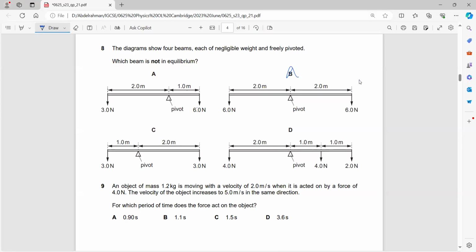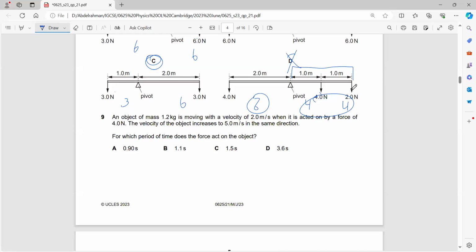Okay, 6 times 1 is equal to 3 times 2. This is also in equilibrium. 3 times 1 is not equal to 3 times 2. Probably it's C. Let's calculate D. 4 times 2 is 8. 4 times 1 is 4. 2 times 2 times 2 is 4. So 8 and 8 is also in equilibrium. So the answer would be C.